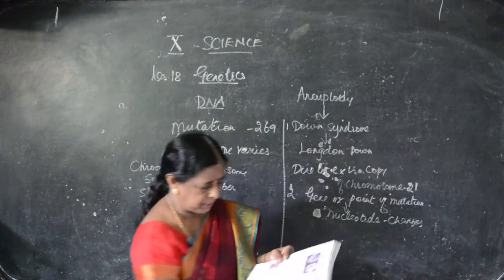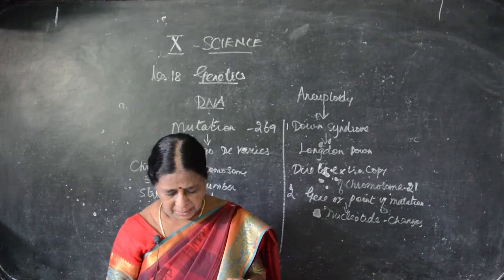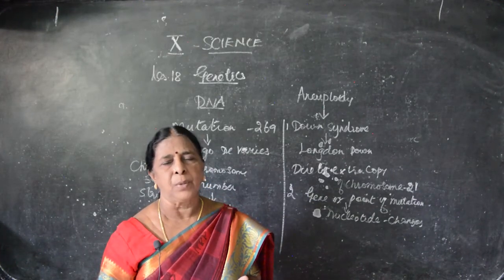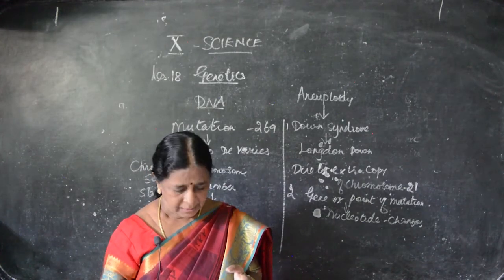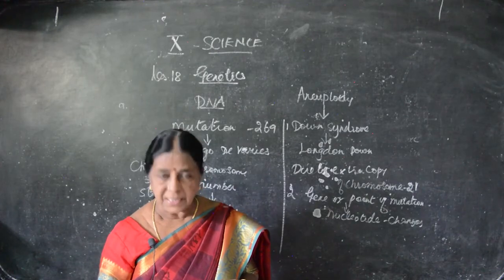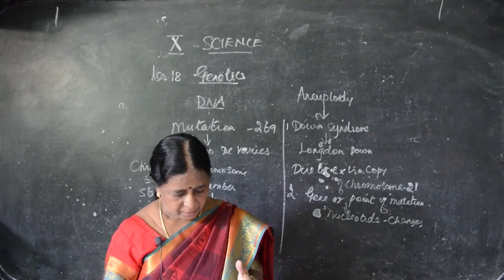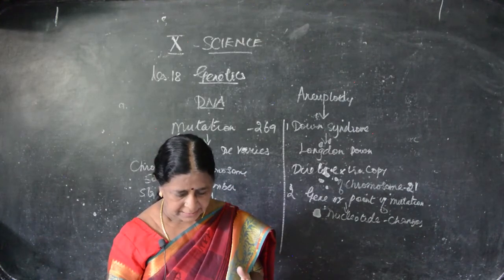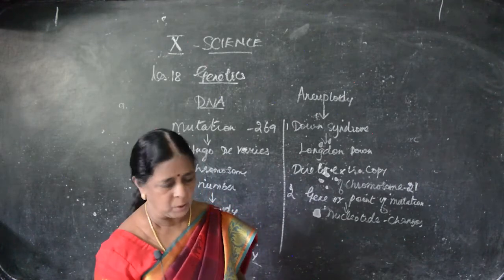Nucleotide changes involve substitution, deletion, insertion or inversion. Substitution means what? Sending another one in place of this one, this one goes out and that one comes in. Deletion, removal. Insertion or inversion, we are joining in the middle. This is because of a single or more than one nitrogenous base. Gene alteration results in abnormal protein formation in an organism.